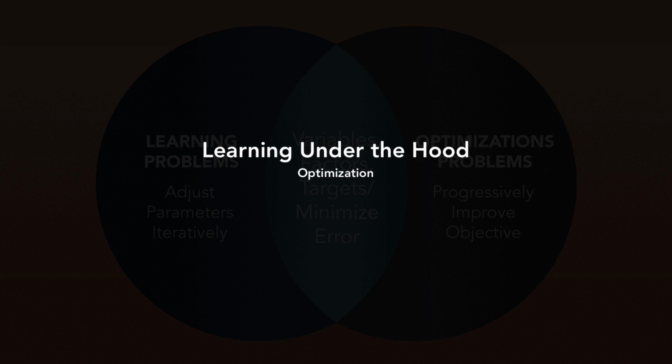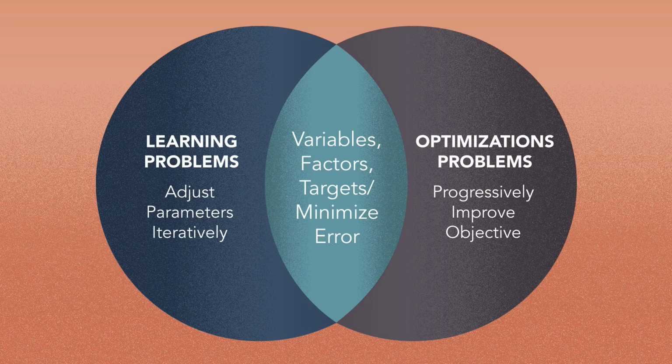They both involve data spaces with a variety of variables, factors, or targets. In learning, parameters are adjusted iteratively over the course of training so that error is minimized progressively. In optimization, the solution is arrived at iteratively over the course of training so that the objective is improved progressively.